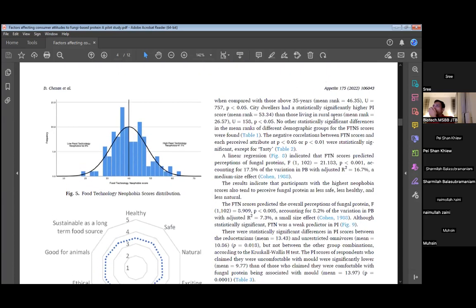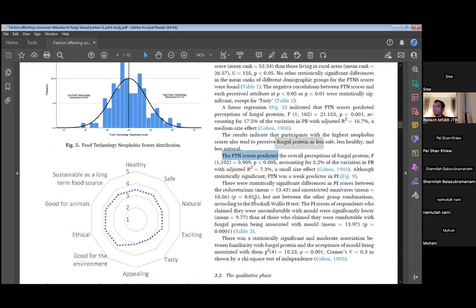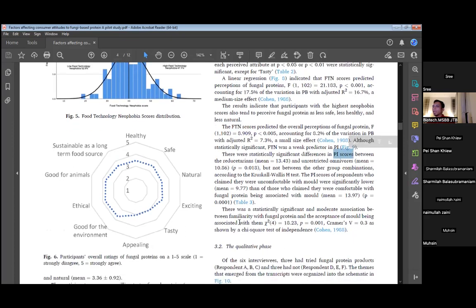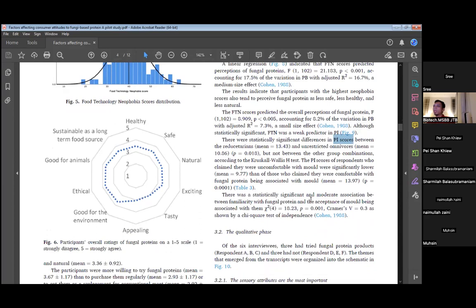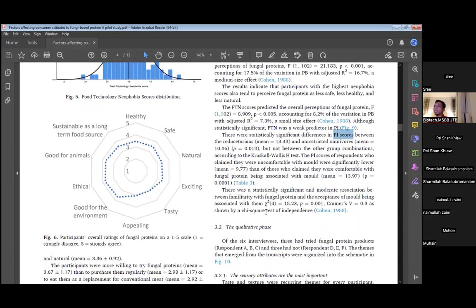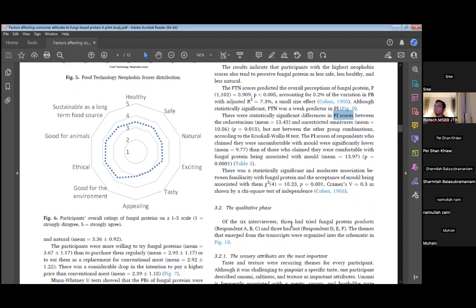Okay. And also they have linear regression, and then they also have FTN scores predicted, right? And also they have the PB scores, okay? The significant model, right? They also do some statistical analysis to evaluate the model. Okay.